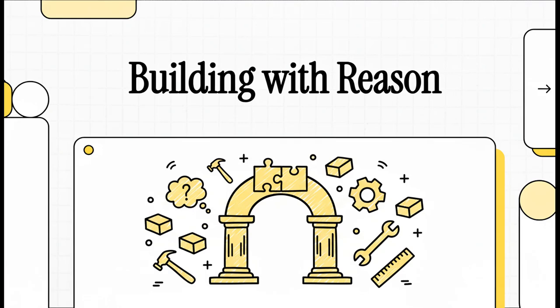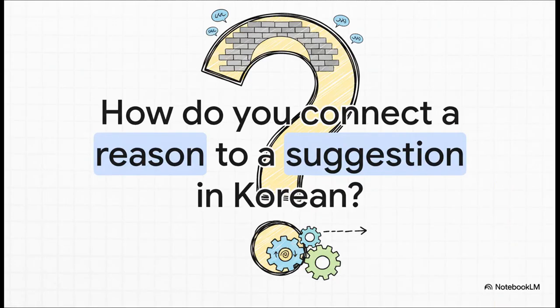Welcome. Today we are not just learning a piece of grammar, we're becoming language architects. We're going to learn how to build sentences that perfectly connect reasons to actions, creating really strong logical structures in your Korean. So, let's start with our architect's challenge for today. You need to give a reason for something, a suggestion, or even a command in Korean. How do you build that bridge between the cause and the result smoothly and naturally?